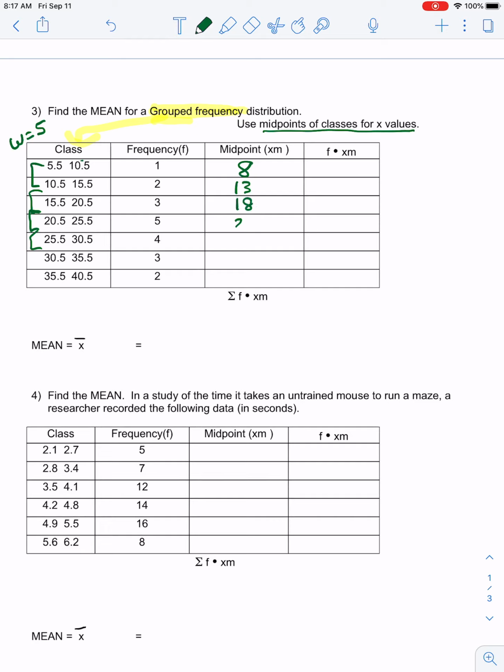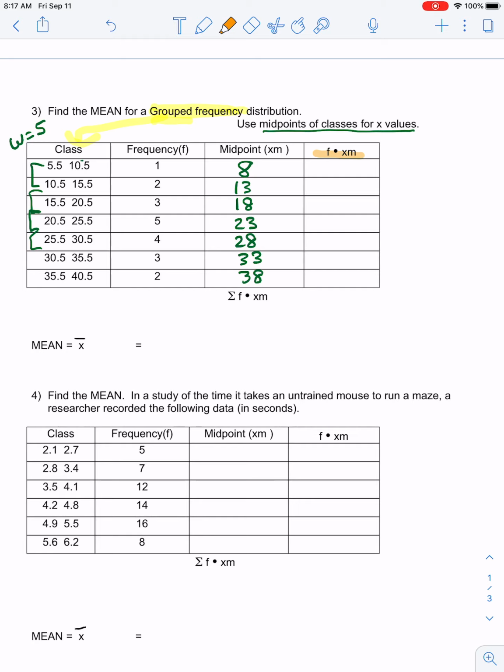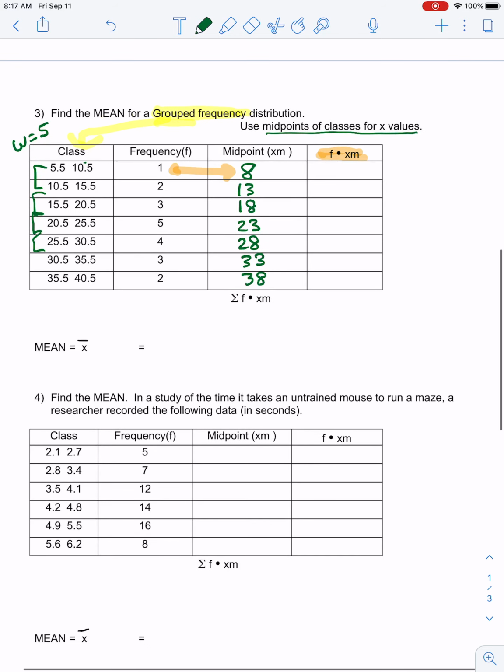So we can do that quickly. I know you've been doing this for a little while, so you'll remember. From there it'll feel familiar, because now we're going to do f times xm, so it's these two columns here. In filling that out, 1 times 8 is 8. And then we're going to have 26, 54, 115, and 76. I'm just multiplying across here.